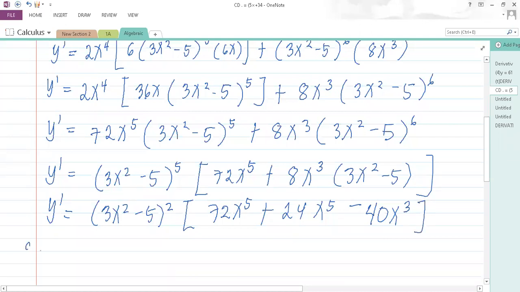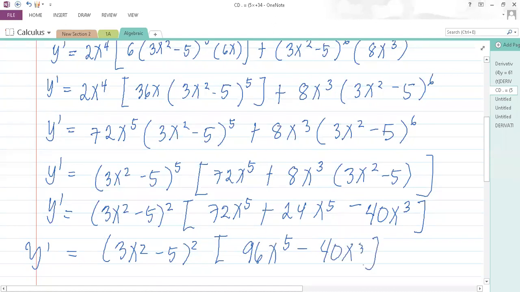Okay, so last, ito na yung simplified. Okay, so (3x squared minus 5) raised to 5 multiplied by yung like term, x raised to 5, x raised to 5. So we have to add that, 96x raised to 5 minus 40x raised to 3. So ito na yung final answer natin for the given example. Okay, naintindihan?